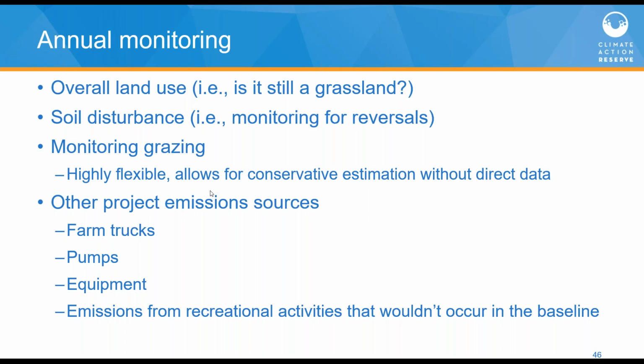Typically what we see is people might have a truck or ATV or something like that that they're using for monitoring the property and make some estimations about the amount of fuel used each year. In some cases, you might also see electricity usage, perhaps irrigation pumps or fencing, something like that, and you would account for that as well.